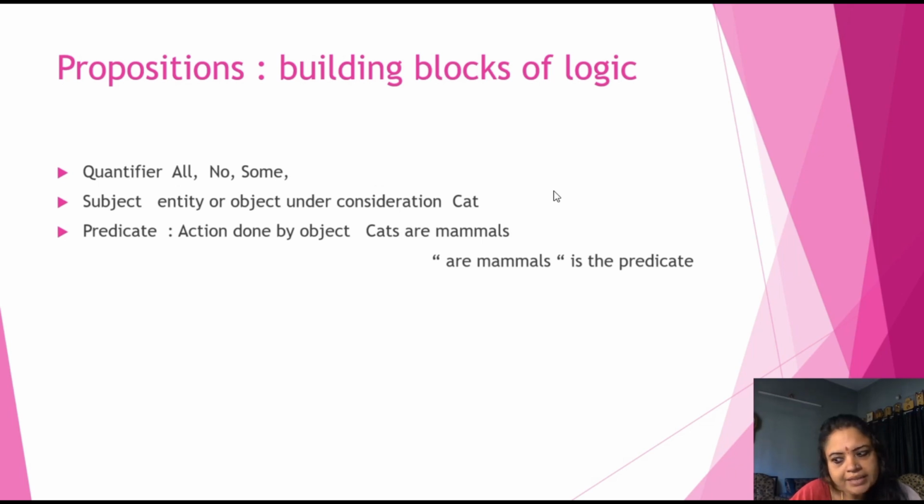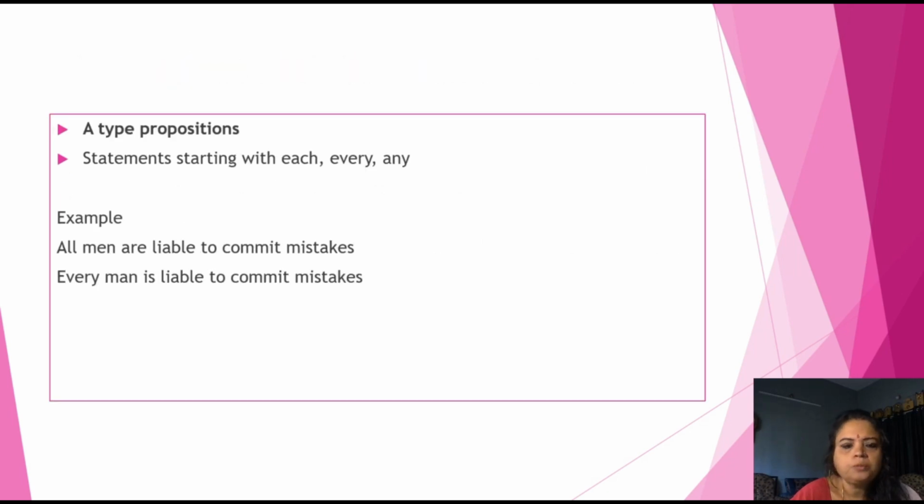Then the predicate is what the subject is doing, or an action done on the subject. In cats are mammals, are mammals is called the predicate. So every proposition that we write in syllogism will have a quantifier, a subject, and a predicate. In all the instances that we now come across, there will be propositions, and we call these propositions by some names, the vowel names. That is easy to remember.